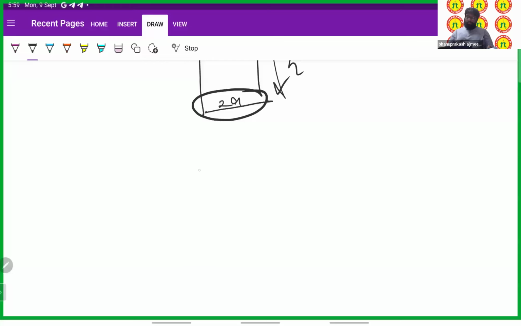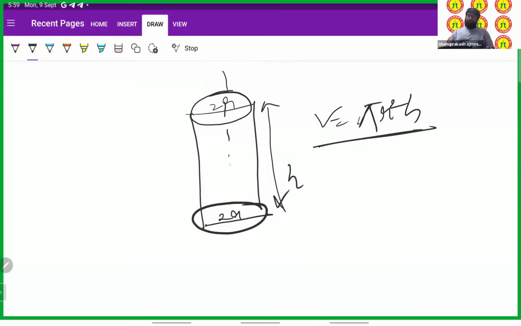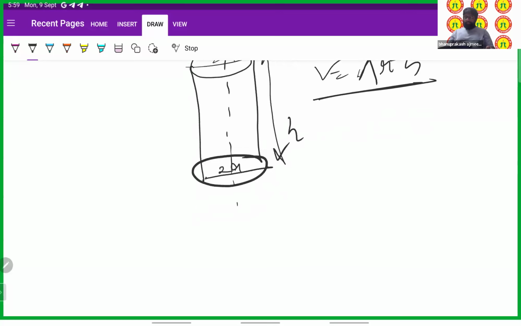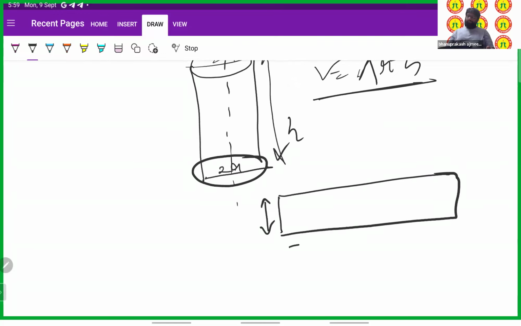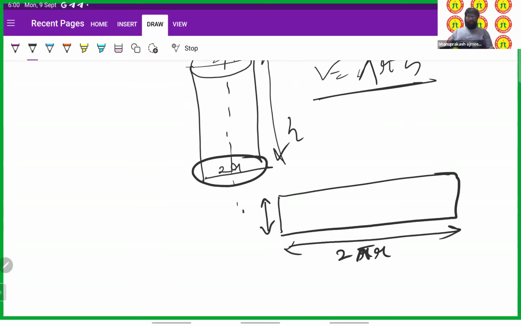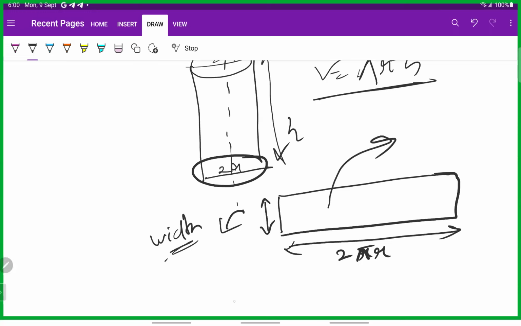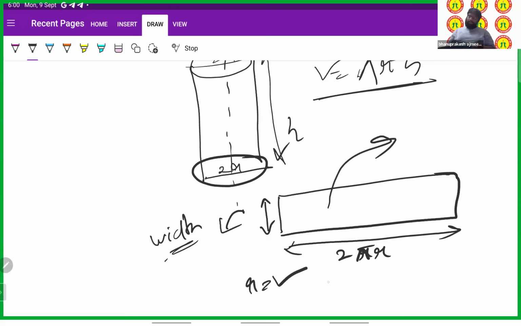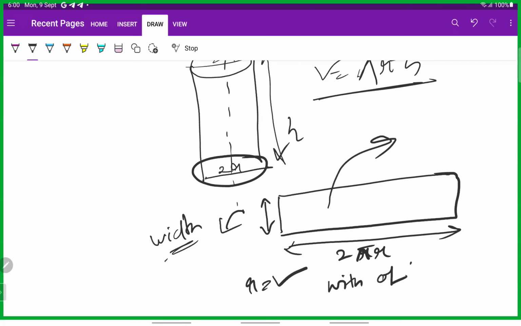So once I do here, see, if I cut this cylinder vertically, ultimately what does it come out to be? A rectangle, right? Yes, sir. Now you people tell me, this is the width. Now you people tell me what exactly the volume here is. They have only given the radius, and they have also given the width of the rectangle. Sir, pi r square, sir.